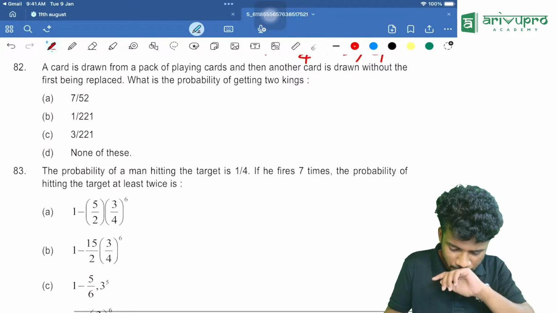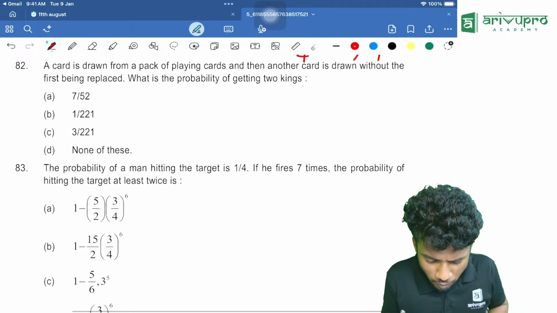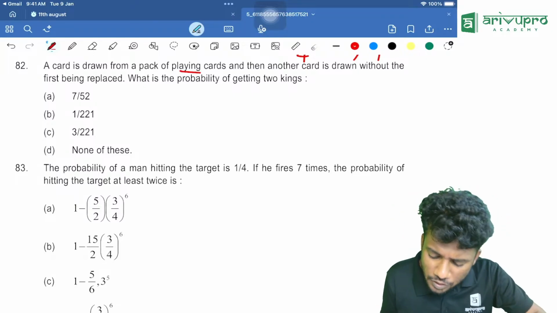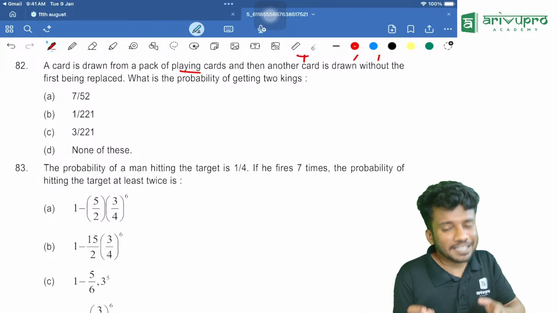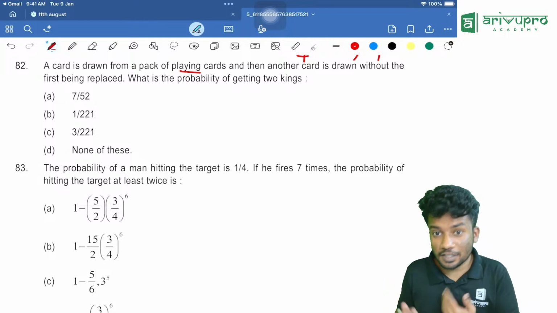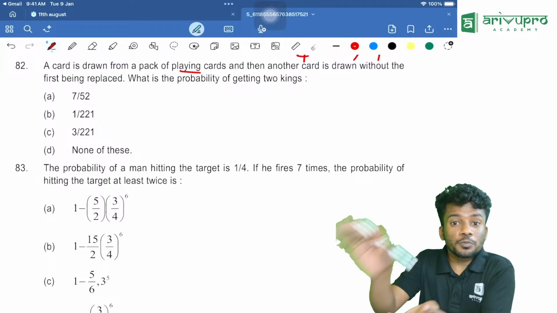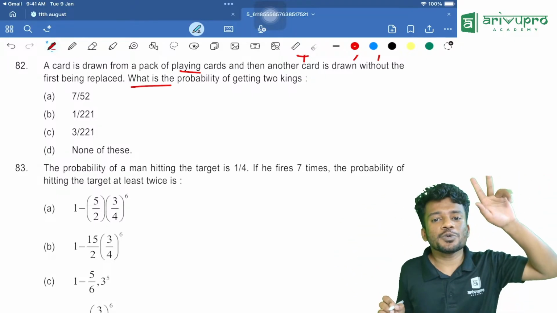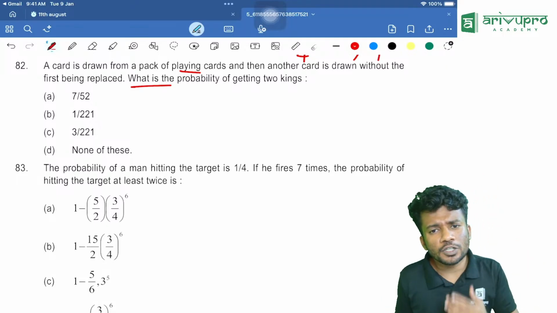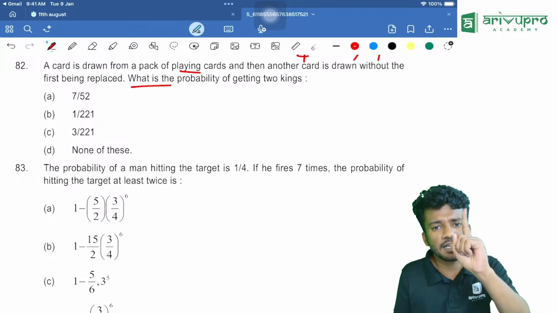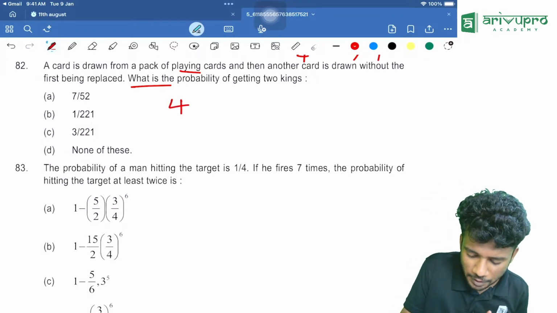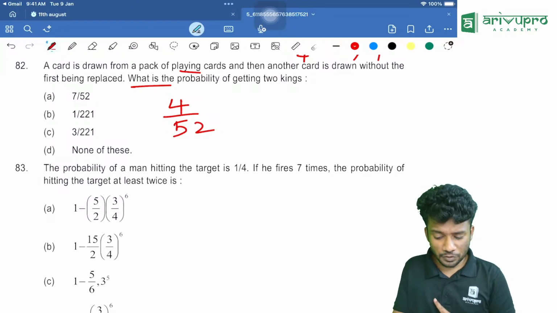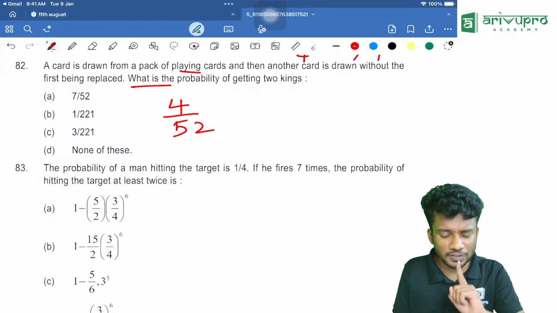Next question now. A card is drawn from a pack of playing cards. Then another card is drawn without the first being replaced. That means we are not replacing whatever card we took. We are not putting it back. We are running along with that. Then what is the probability of getting 2 kings? Now, you tell me what is the probability of getting a king if I am choosing the first card. That is nothing but 4 by, how many total cards are there? 52 cards are there. So, 4 by 52 is the first case.